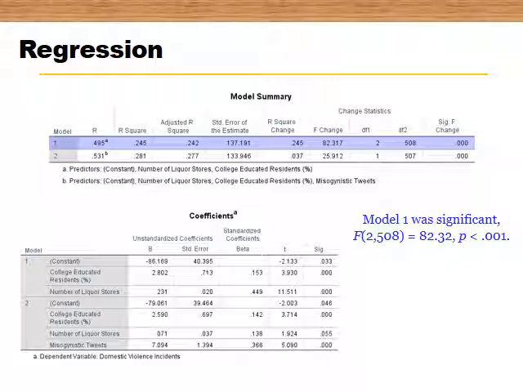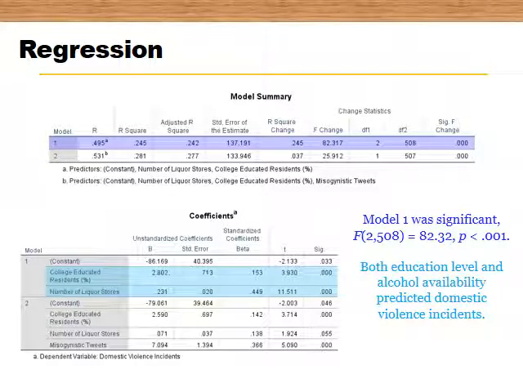Model 1 was significant, so knowing liquor stores and education level was significantly better than knowing nothing. That's not surprising, given that previous research found the same thing. And if we look down at our coefficients table, we see that both of those variables, both education level and alcohol availability, were significant predictors of the frequency of domestic violence incidents. And if you look at the two standardized beta values, 0.45 and 0.15, you see that liquor stores was actually a much stronger predictor than education level was. That's not exactly what we were looking for, though.